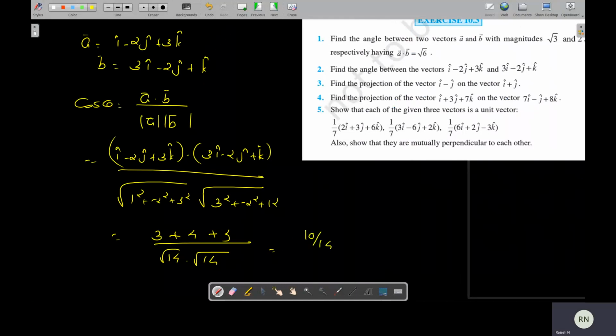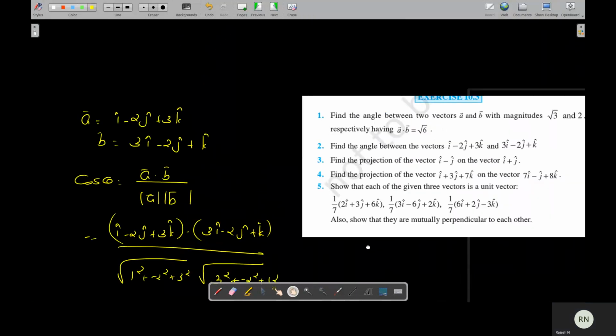So 10 by 14. 10 by 14 is what? 5 by 7. So theta is equal to what? Cos inverse 5 by 7. This is the angle. Now, what is the next question?